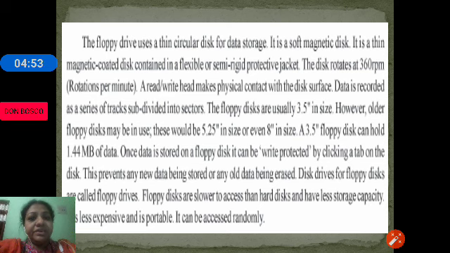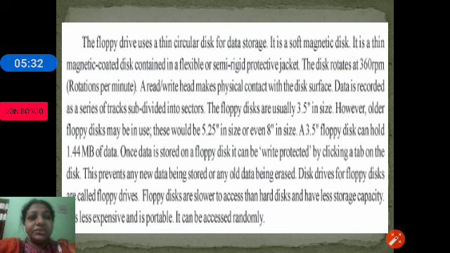Floppies come in different sizes. They come in 3.5 inches, older floppy disks come in 5.25 inches, and even older ones used to come in 8 inches. A 3.5 inch floppy disk has a storage capacity of 1.44 MB. 1 MB is equal to 1024 kilobytes, and one floppy disk can store about 1.44 MB of data.